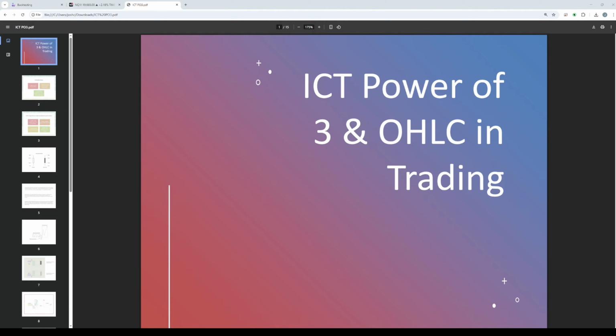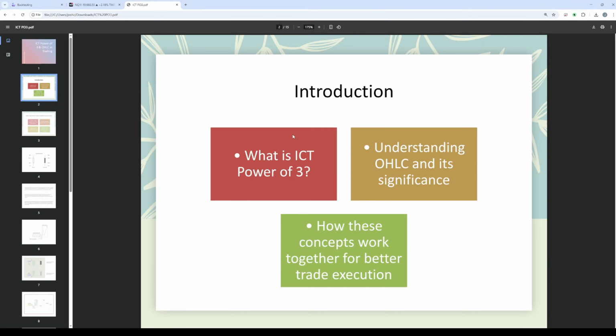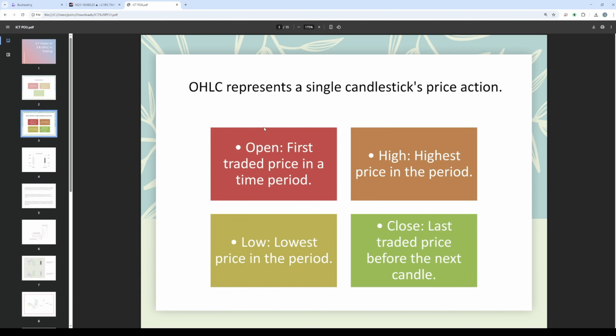Anyways, what we're going to cover today is what is obviously ICT's PO3, understanding OHLC, so open, high, low, close of candles, and its significance, and how these concepts can work together to help you trade and get better executions in your trading. Now, I'm going to go over first the open, high, lows of candles.